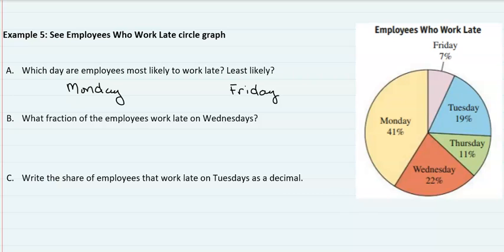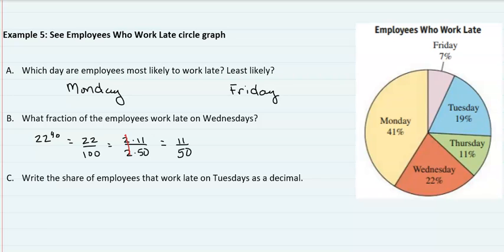What fraction of the employees work late on Wednesdays? So Wednesday is 22%. That is the correct answer, but it's not what you're being asked. You're being asked for the fraction. So you're going to convert this to 22 over 100, and then you're going to reduce that. Make sure you reduce, because my lab does not give partial credit. So make sure you do that. You're going to divide out the 2, and you're going to get 11/50ths. So 11/50ths of the employees work late on Wednesdays.